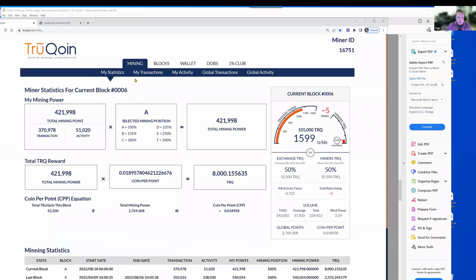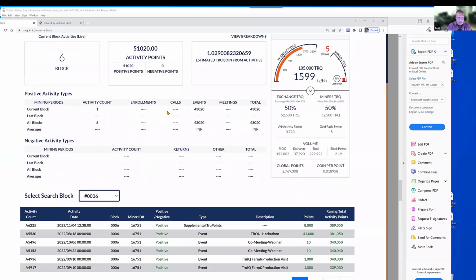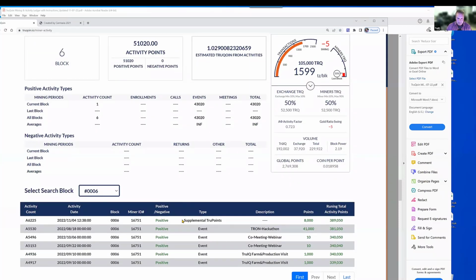If I look at the activities and say, okay, I now want to see my activities, that's where that came from. Here's the activity right here. Supplemental true points for being in the Q Club, 8,000 points. Oh, look, this person also participated in the hackathon. You know, a few of you asked me a couple of weeks ago, hey, when are we going to see our hackathon points? I think, Emmy, you asked me about that. They've now been uploaded. Here are the points from the hackathon that happened two to three months ago. Sorry, it took a while to get those from the hackathon people.